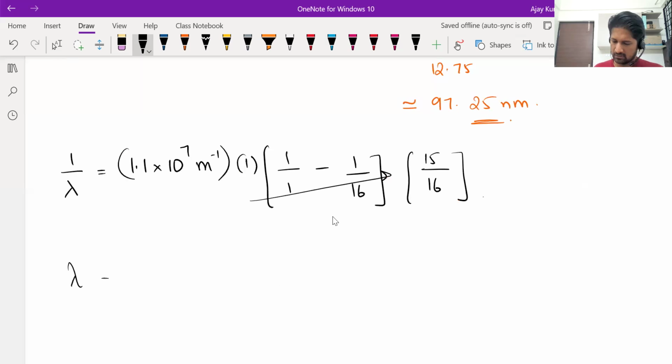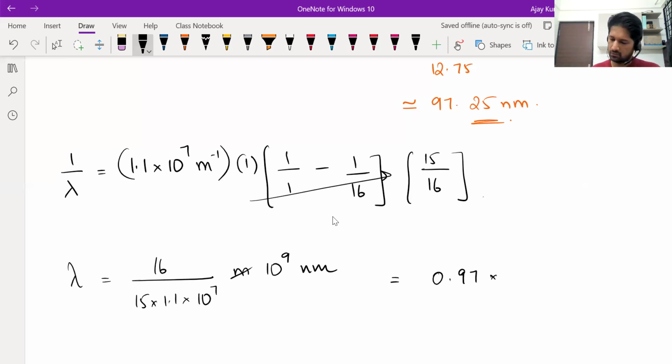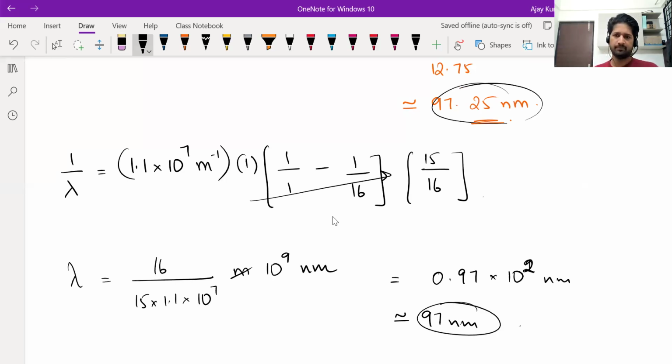Then this is 1 by lambda. Therefore, lambda becomes 16 by 15 into 1.1 into 10 power 7, and that answer is in meters. If you want the answer in nanometers, multiply with 10 power 9. And 16 divided by 15, further divided by 1.1, is 0.97. So we get 0.97 into 10 power 9, sorry, into 10 power 2 nanometers. That is around 97 nanometers. And you see that the answer is almost the same.